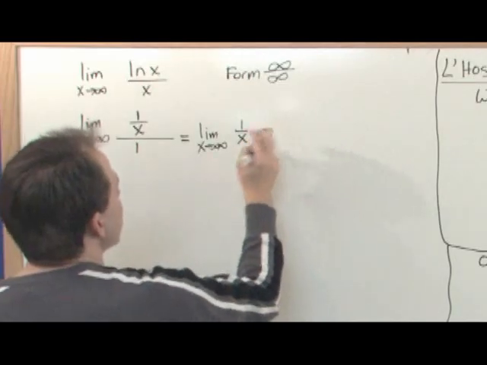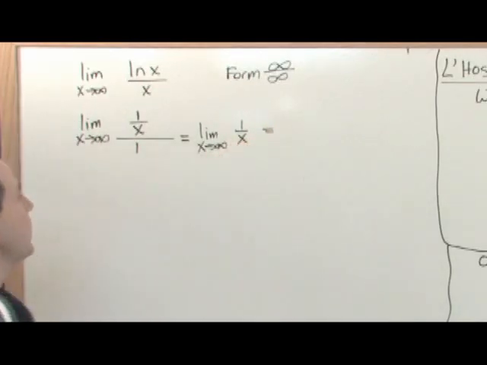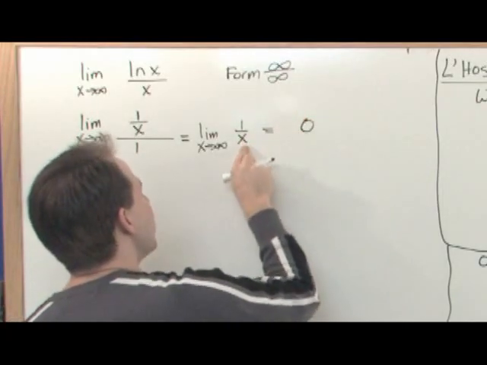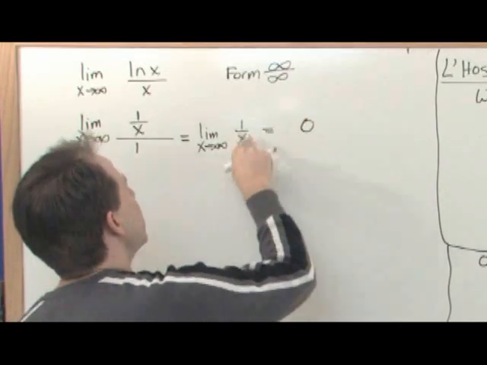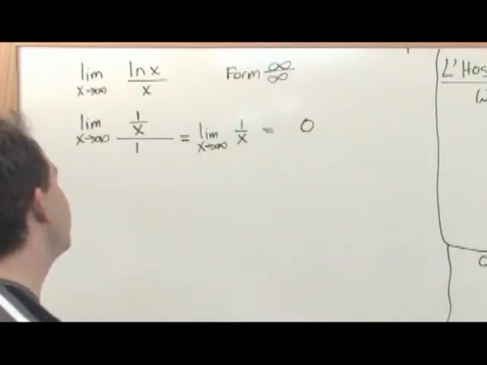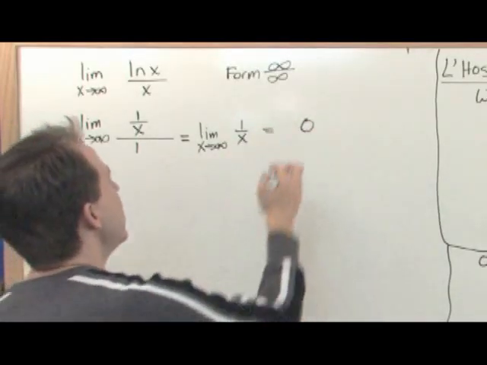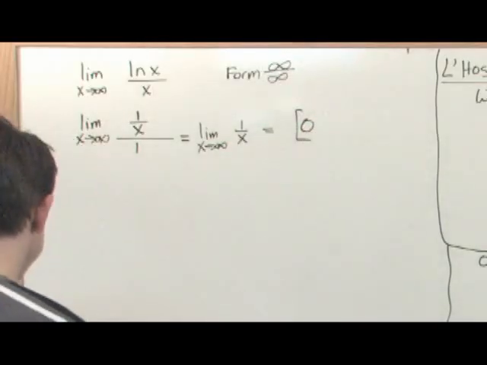Then you can see right away that if you put infinity in the bottom, 1 over infinity is going to go to 0, because this is 1 over a very, very large number: 1 over 20 million, 1 over 50 million, 1 over 100 billion. Eventually it's 1 over infinity, and this thing reduces to 0. So you can see now that this goes to 0.